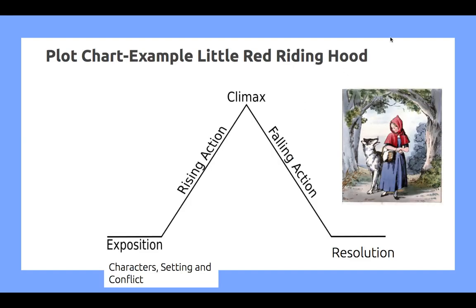Today we're going to go over a plot chart. Our example today is a story called Little Red Riding Hood. Yesterday you learned about the different parts of plot, including the exposition with the characters, setting, and conflict, the main events in the rising action, the climax, the main events in the falling action, and the resolution. I want to show you how to fill out a plot chart using the information from a short story.